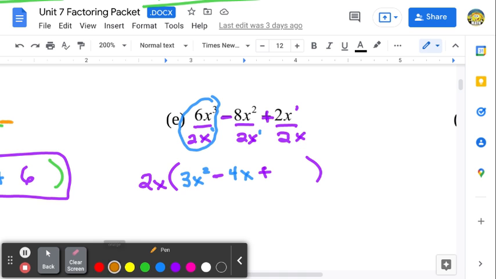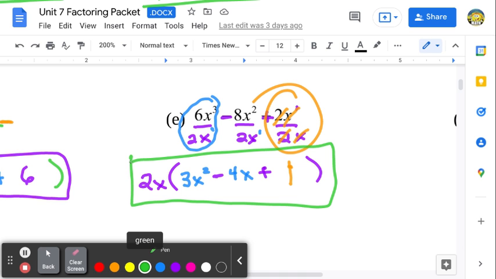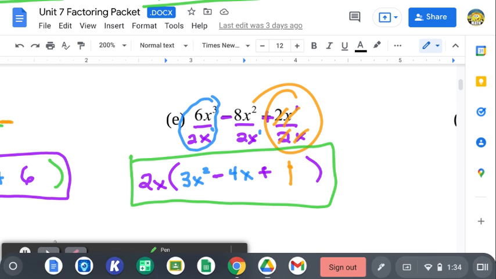Now this is tricky. 2x divided by 2x. It doesn't just go away. Remember, when things cancel, you end up with a 1. So if everything cancels out, you still have to put a 1 as a placeholder. That's super important. So pause the video, work on the rest of the problems on page 2, and then come back when you're done and check your work.